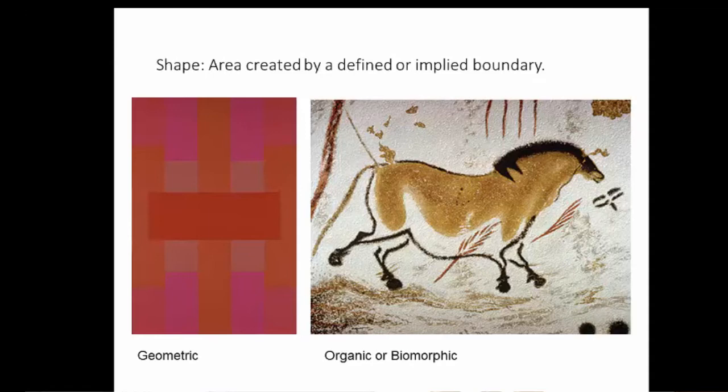So on the left, with the geometric shapes, the rectangles we see and the squares, this form of geometry creates a great sense of calm. So geometric shapes create order and stability. Whereas on the right, organic or biomorphic shapes create a sense of instability or excitement. So again, the type of shapes you use can influence the emotional reading of a work of art.